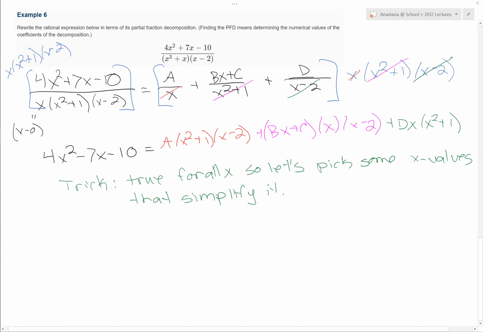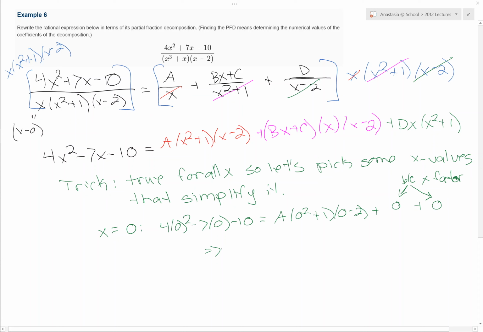For example, if we picked x equaling 0. Now the reason why I picked x equaling 0 is it zeroes out this term. So also it's really easy to substitute in. So on the left we're going to have 4 times 0 squared plus 7 times 0 minus 10. On the right we're going to have A times 0 squared plus 1 times 0 minus 2 plus that term is going to go to 0. And the last term is going to go to 0 as well. So these two are because of the x factor in those two terms.